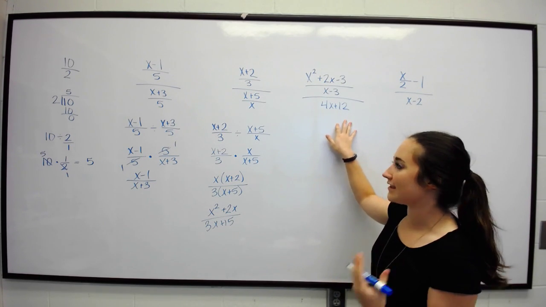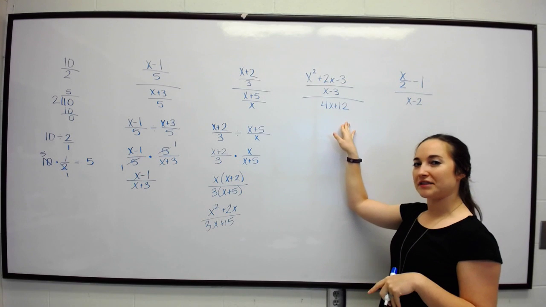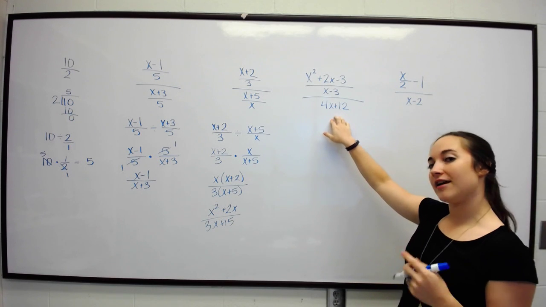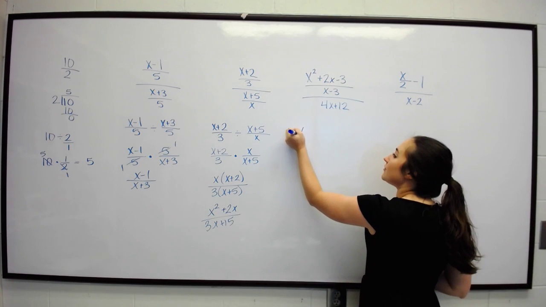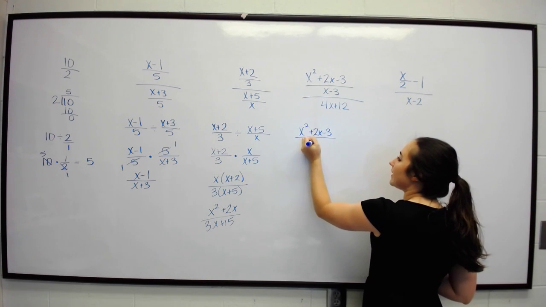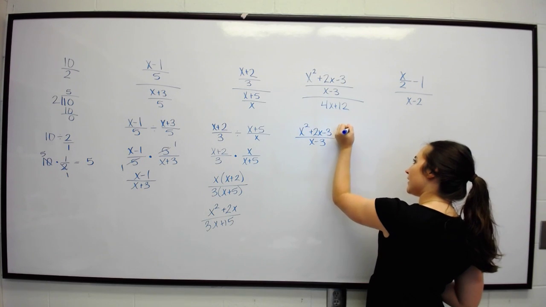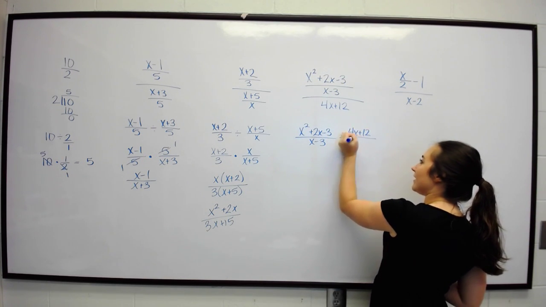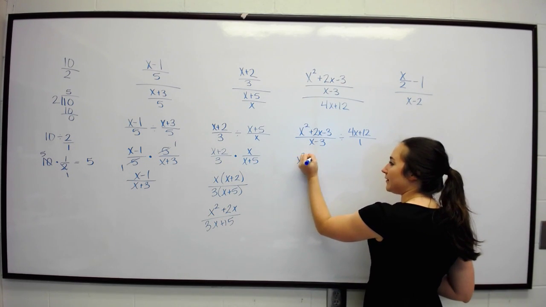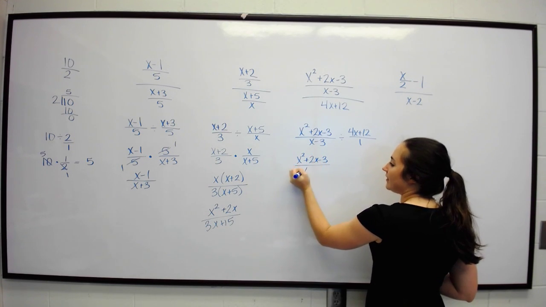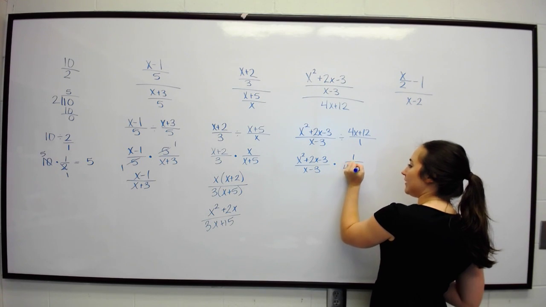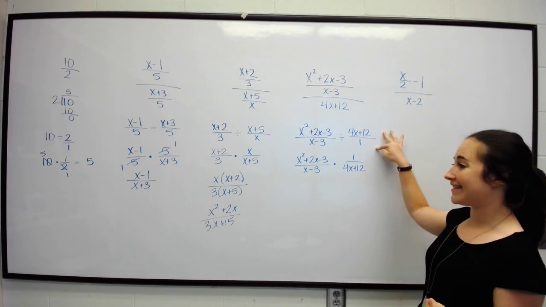Alright, let's move up to one that's a little bit different. Here, this is still a complex fraction because we have a fraction within a fraction, but our denominator is in the fraction this time. We can still work the same way. We have x squared plus 2x minus 3 over x minus 3 divided by 4x plus 12, and I always put that over 1 to help me with this next step. So we have x squared plus 2x minus 3 over x minus 3 times 1 over 4x plus 12, because we're just taking the reciprocal of that second term.